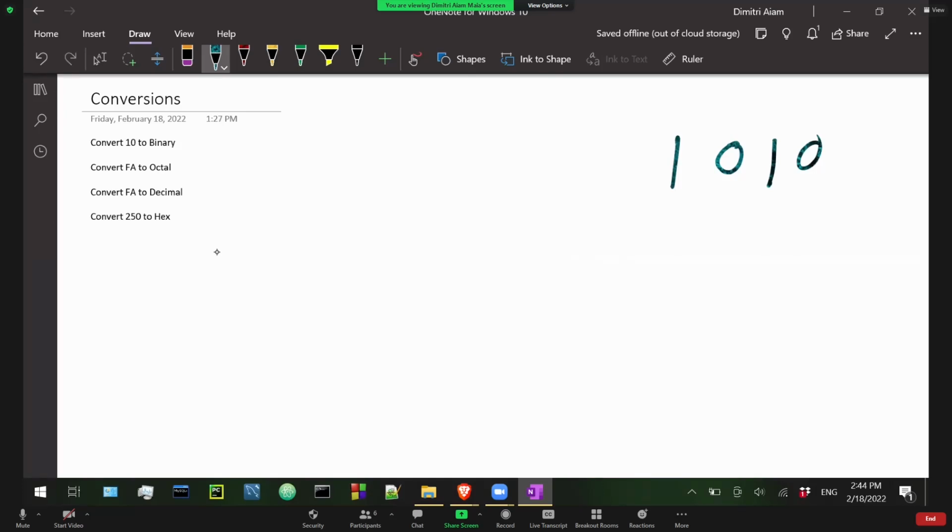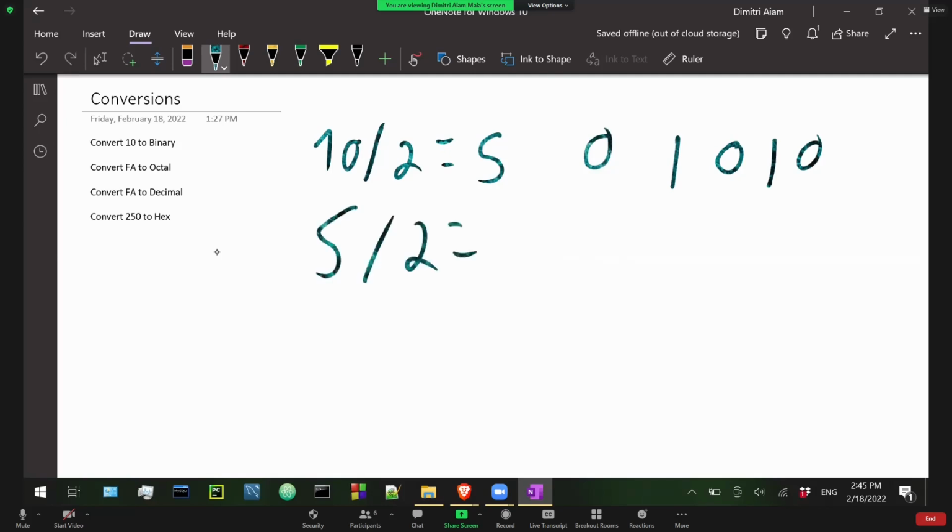But to make any other number, the way you do it is like this. You have 10, and then you divide it by 2. How much is 10 divided by 2? 5. What's the remainder? 0. Then 5 divided by 2. We are dividing integers, just integers, so we will have 4 remainder 1, divided by 2.